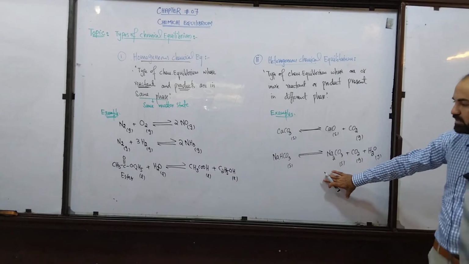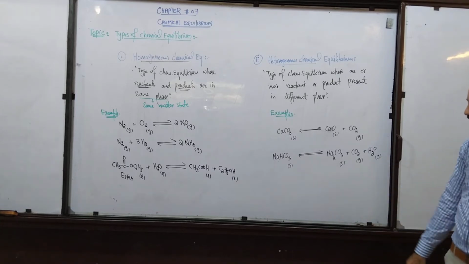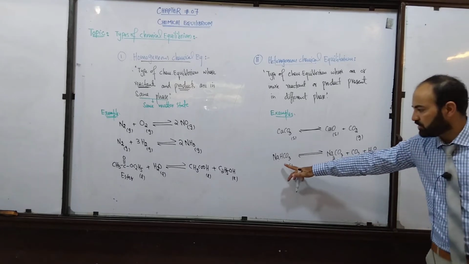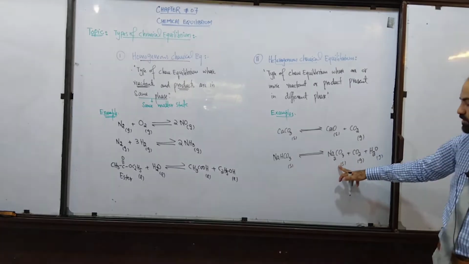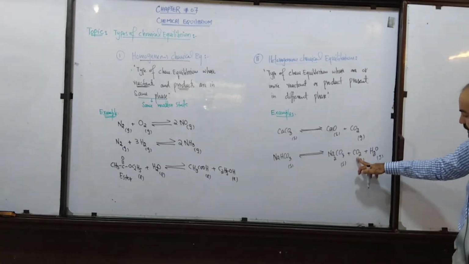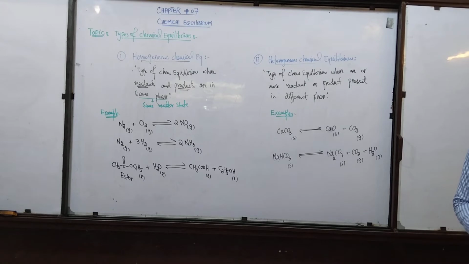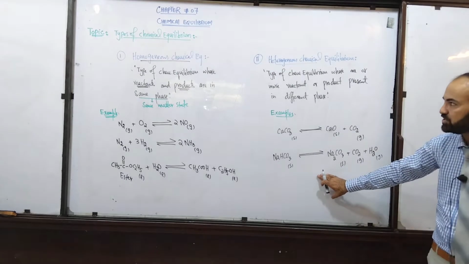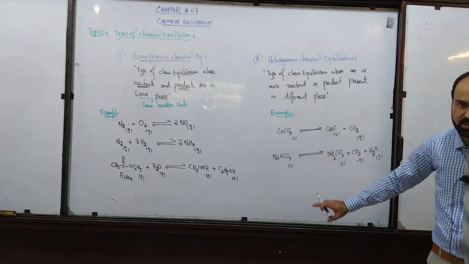That's why, look, in this reversible chemical reaction, sodium hydrogen carbonate and sodium carbonate are in the solid state, but carbon dioxide and water vapors are in the gas state. That's why this is also an example of heterogeneous chemical dynamic equilibrium.